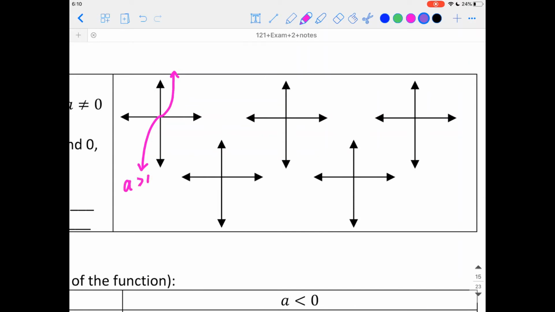And so for this one, our A is greater than 0. We have 1 x-intercept, and we have 0 turning points because it's always increasing. The next one, oh, my turning points were in purple.